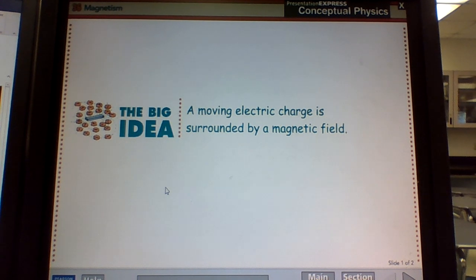All right, ladies and gentlemen, welcome to chapter 36, which is about magnetism. This is the last set of chapters that we are going to do this year, chapters 36 and 37. But anyway, magnetism is created anytime there is an electric charge. So, a moving electric charge, an electron moving around, is going to produce some kind of magnetic field around it.